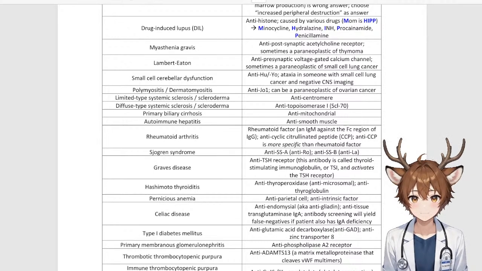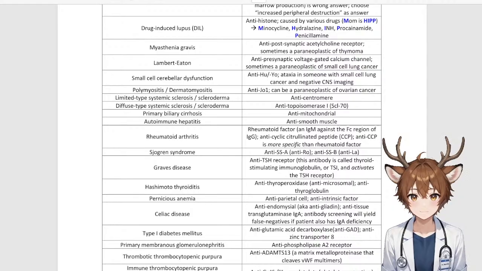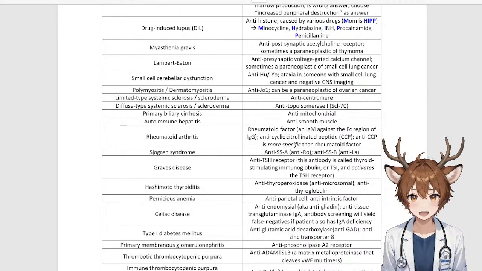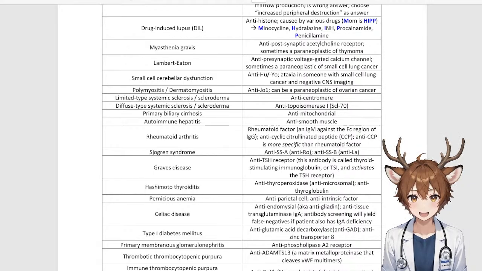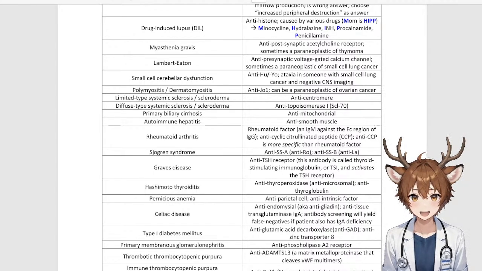Sjogren's syndrome, anti-SSA, anti-Ro, anti-SSB, anti-La. No, anti-Ro, anti-La, what have you. Graves' disease, anti-TSH receptor. This antibody is called the thyroid stimulating immunoglobulin, or TSI, and activates the TSH receptor, which is why you have hyperthyroidism in that context.